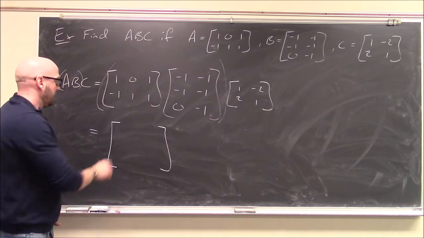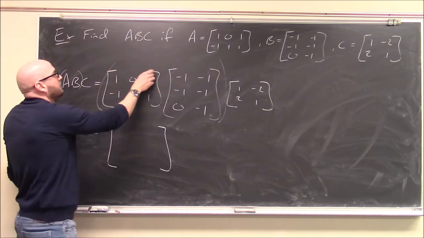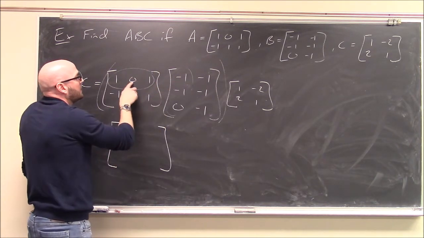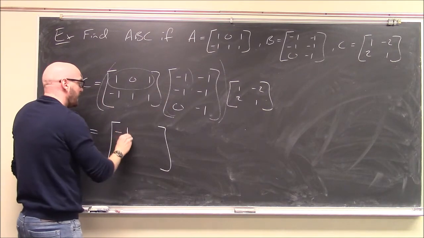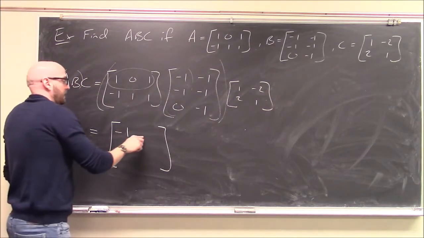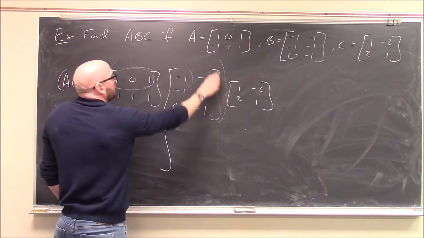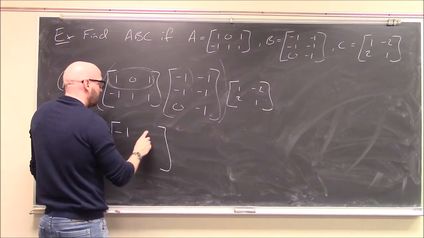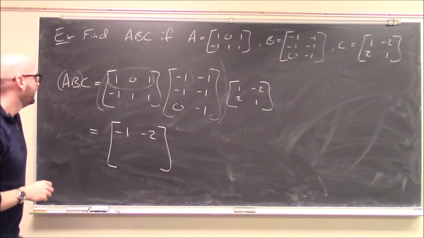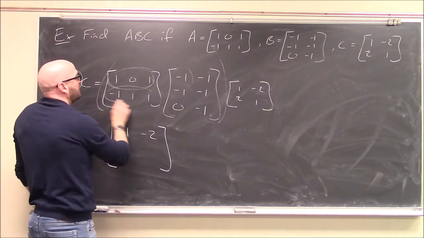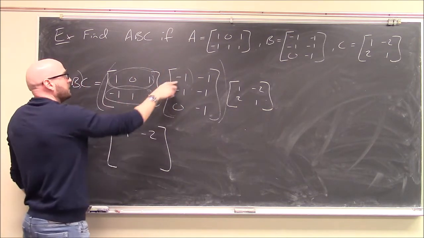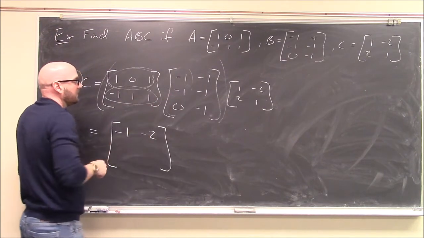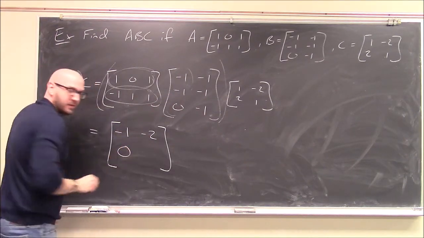What do we have? Okay, first row by first column. I've got 1 times minus 1 is minus 1, plus 0, so that's just minus 1. First row by second column: 1 times minus 1 is negative 1, plus 0, plus negative 1, looks like negative 2. Now, second row, first column. Minus 1 times minus 1 is positive 1, plus 1 times minus 1 is minus 1, so now we're at 0, plus 0, so this works out to be 0.